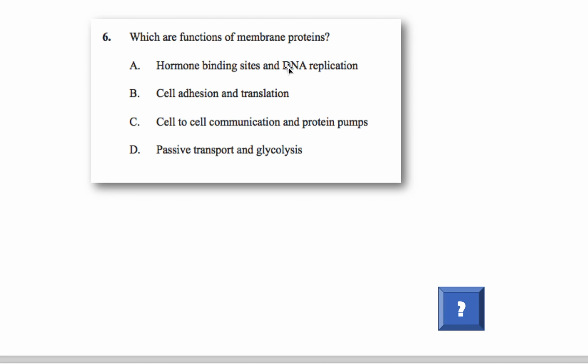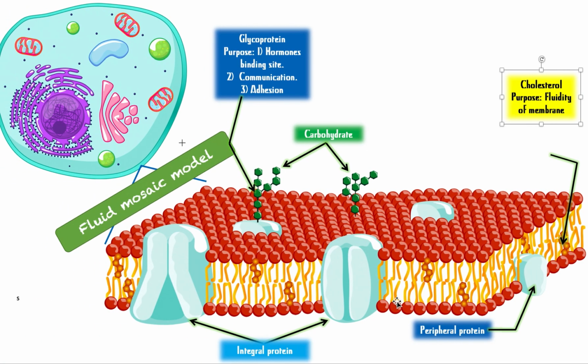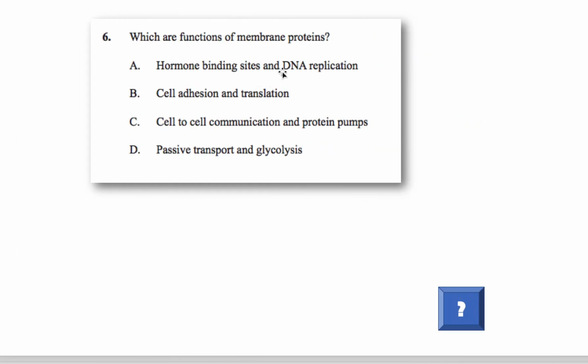And then they say DNA replication. Oh, that's not true. That's not a function of membrane proteins. Other proteins inside the cell may do that, but not the membrane proteins. The membrane proteins don't have that role. So this one is half right, so therefore it's wrong. So B, cell adhesion, that's right. That's basically sticking, right? And translation, again, no. Translation, proteins inside the cell will do that, not proteins on the membrane.